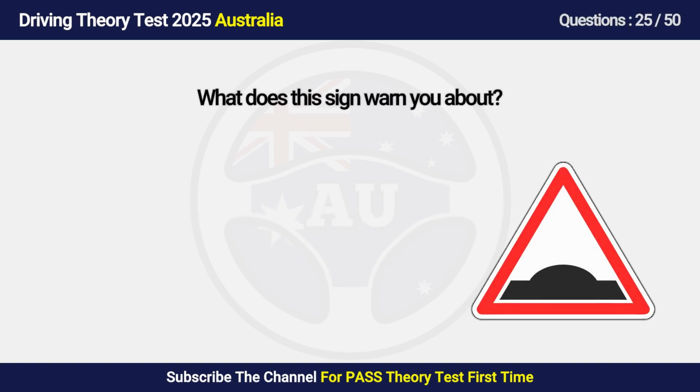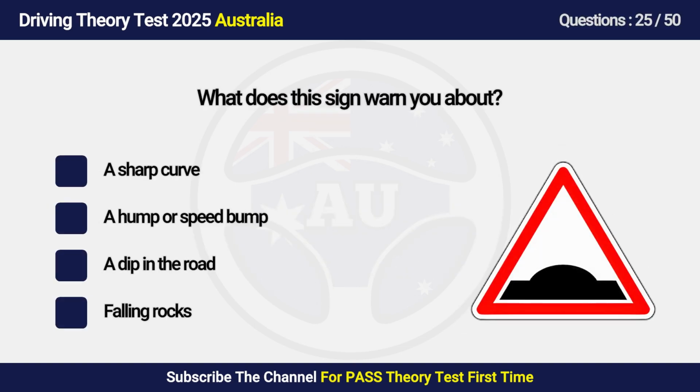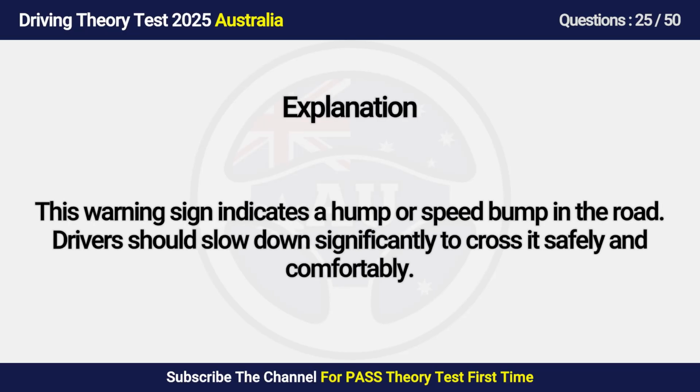Question 25. What does this sign warn you about? A. A sharp curve. B. A hump or speed bump. C. A dip in the road. D. Falling rocks. Answer is B. A hump or speed bump. This warning sign indicates a hump or speed bump in the road. Drivers should slow down significantly to cross it safely and comfortably.